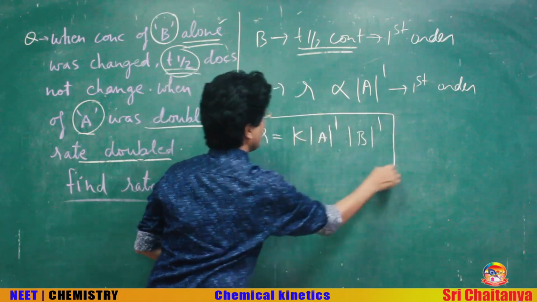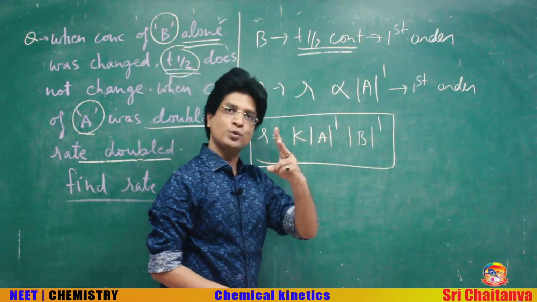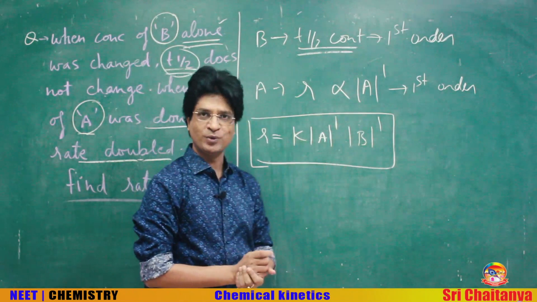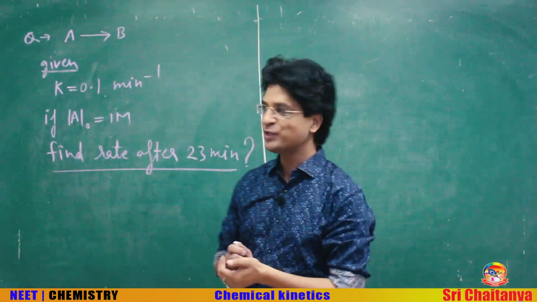So this is the final rate law. Now what will be the order of reaction? Overall order 1 plus 1, 2. So overall order is 2. Okay. A simple question, I believe now. So let's come to the next question.